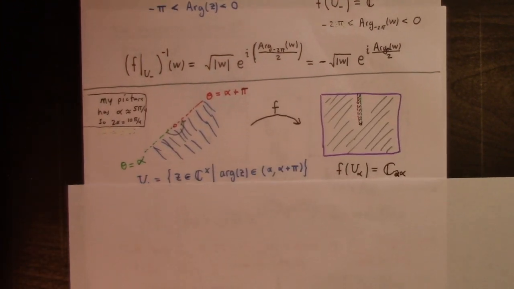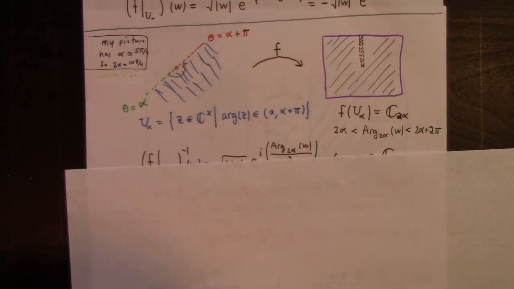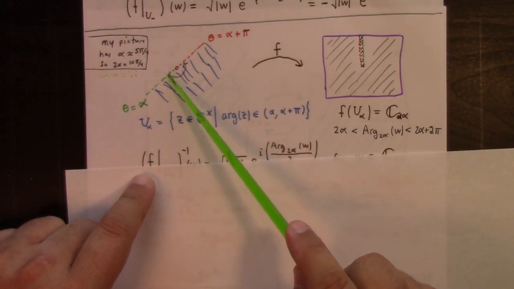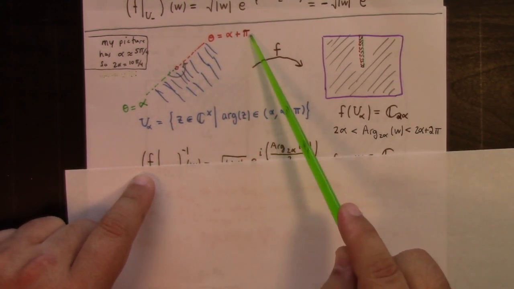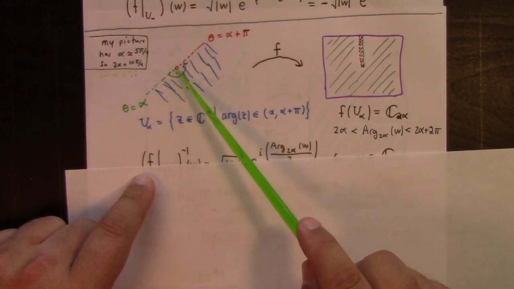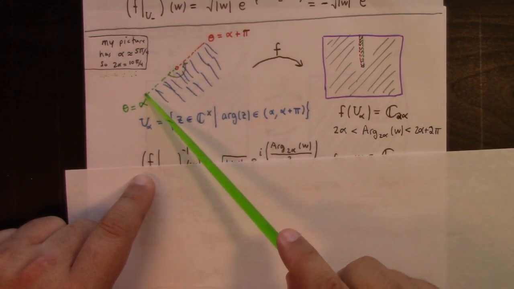All right, so I was like, well, let's do it. Let's try to think about this for an arbitrary angle for the square function. If I go from angle alpha and then sweep over to angle alpha plus pi, that gives me an open half plane like this. And then if you look at the square function, where does the square function take this line here?